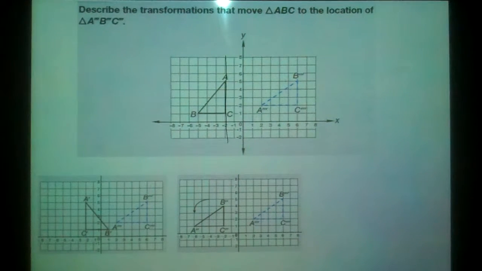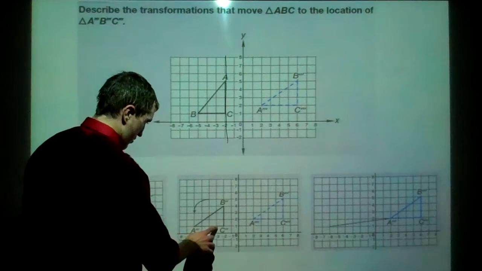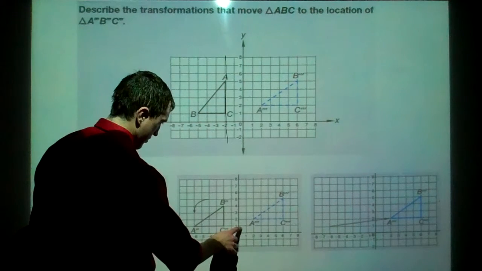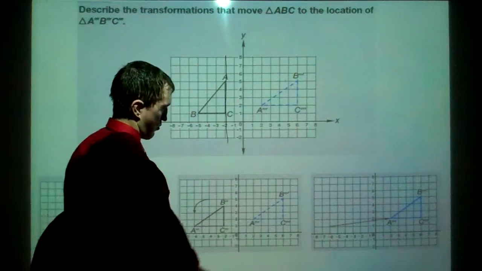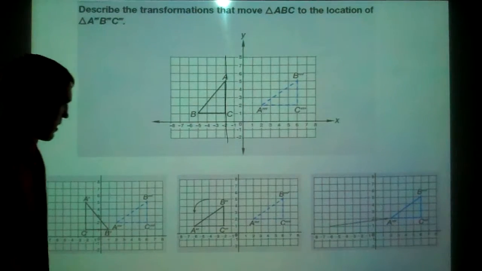And the last thing that we would have to do is slide it over. Looks like we'd have to slide it over in the horizontal direction and in the vertical direction. So they took this and they slid it over, let's see, 1, 2, 3, 4, 5, 6, 7, 8, and up 1. So each point went over 8 and up 1. So in order to get this thing to fit over here, we had to use all 3 transformations to do that.